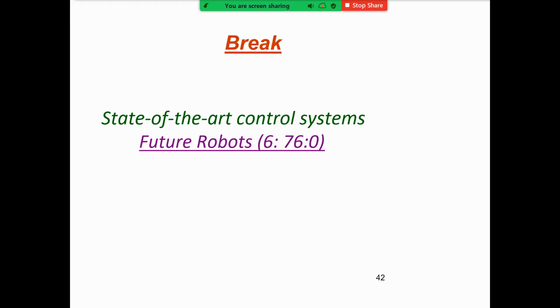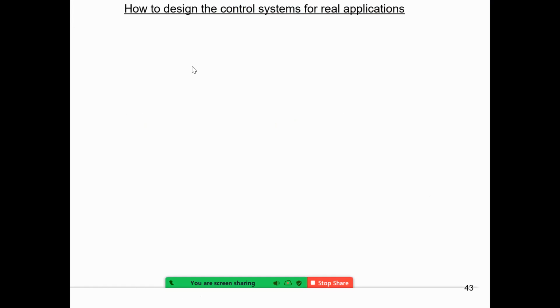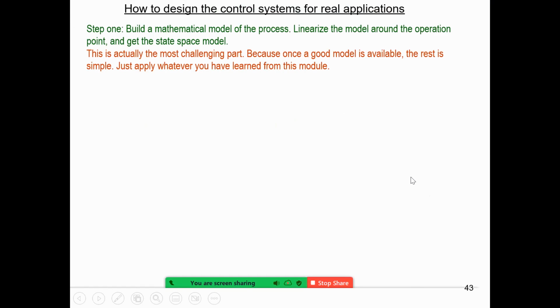All right, let's talk about the project. Let's first say how do we design a control system for real applications, like what we are doing for the mini project. The first step, actually, you have to build the model of the process. If the system is nonlinear, you have to linearize the model around the operation point. You try to get the state space model.